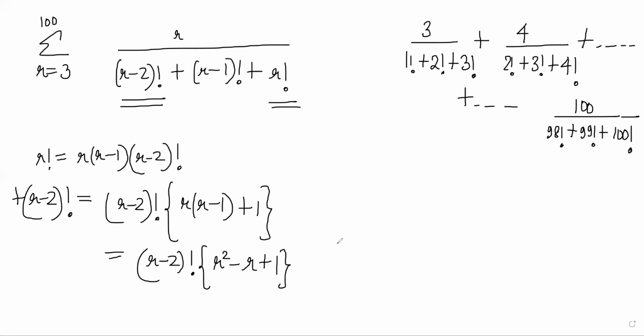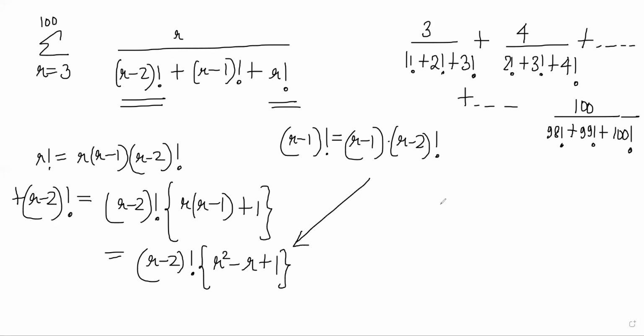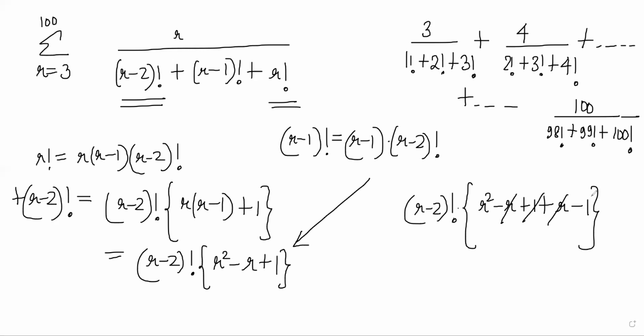Correct. And I have to add further (r minus 1) factorial to it, which is basically (r minus 1) multiplied by (r minus 2) factorial, right? Add that to this, you can write it as (r minus 2) factorial common. You have r square minus r plus 1 plus r minus 1, right? Makes sense. So this cancels everything.